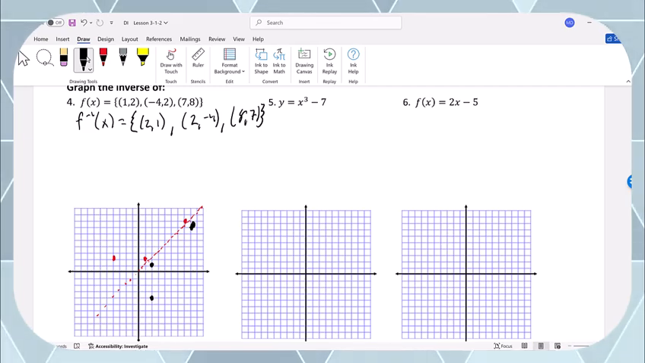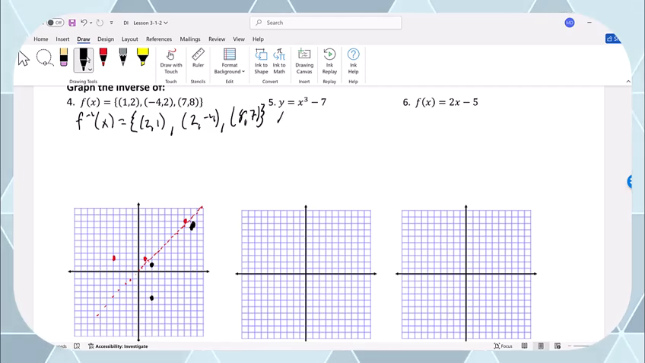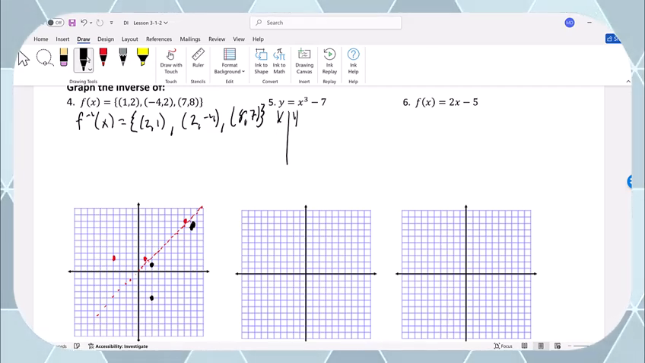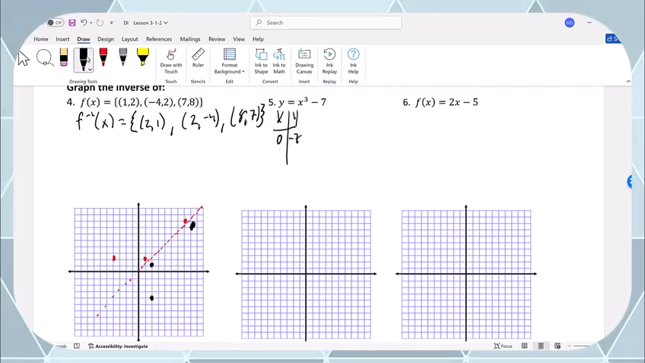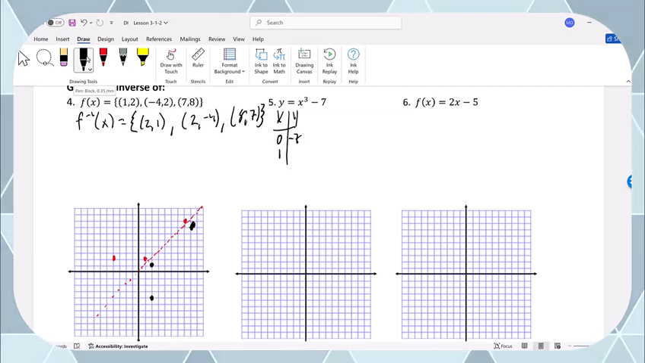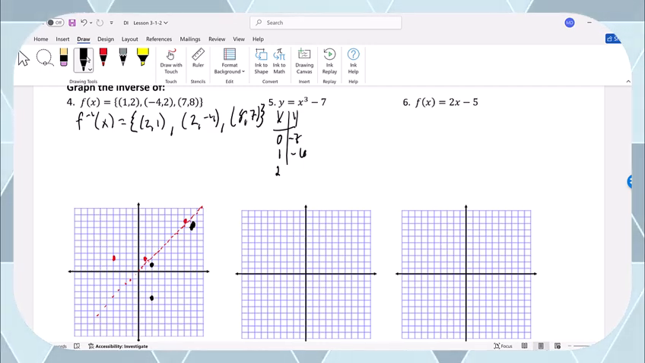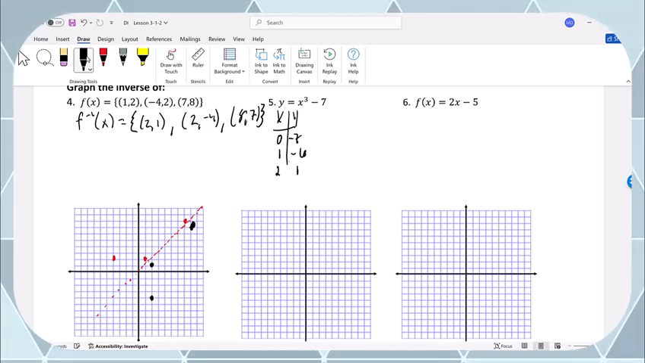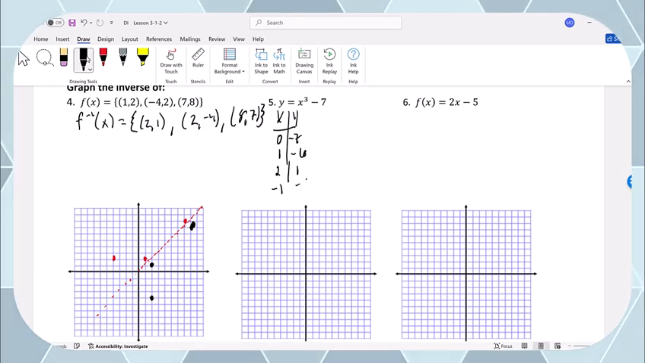For this graph right here, it's a good idea to find some points. So first find some points. So if I plugged in 0, you get -7. If I plugged in 1, 1 cubed is 1, 1 minus 7 is -6. If I plugged in 2, 2 cubed is 8, 8 minus 7 is 1. Plugged in -1, -1 cubed is -1, minus 7 is -8.